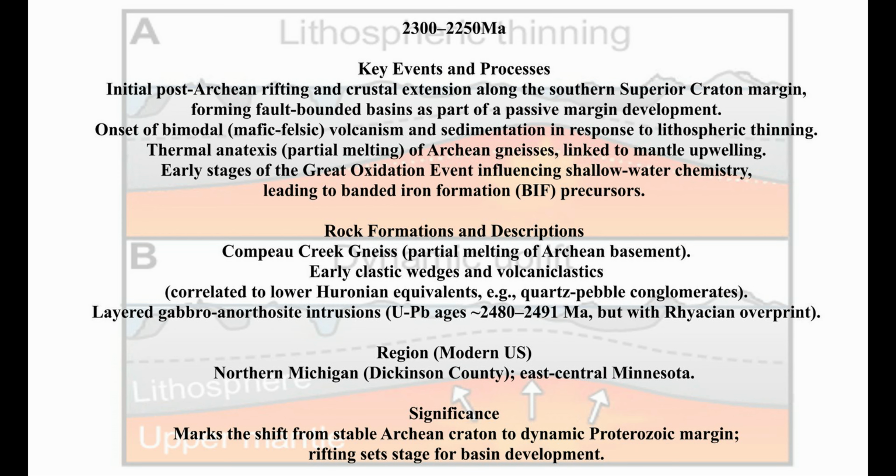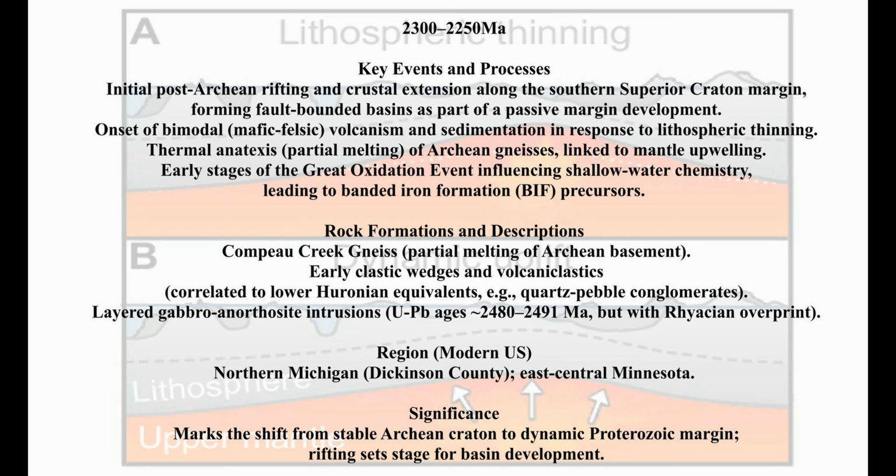Rock formations and descriptions. Campo Creek gneiss, partial melting of Archean basement. Early clastic wedges and volcaniclastics, correlated to lower Huronian equivalents, e.g., quartz pebble conglomerates. Layered gabbro-anorthosite intrusions, U-Pb ages 2480, 2491 Ma, but with Rhyacian overprint.